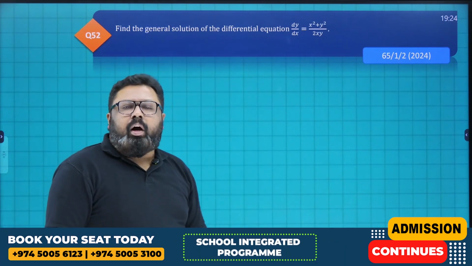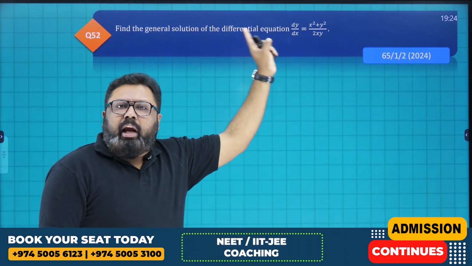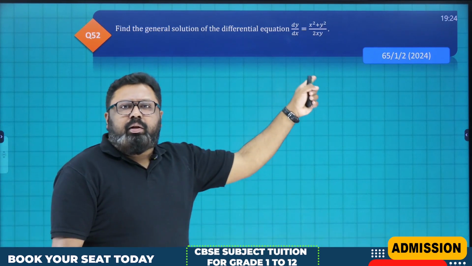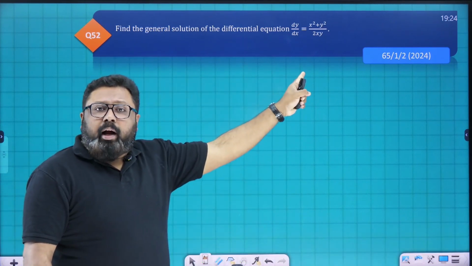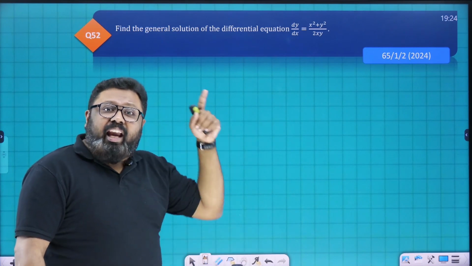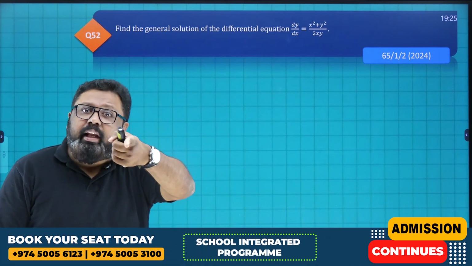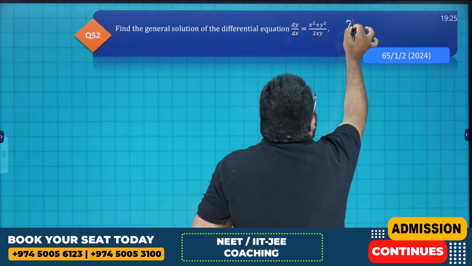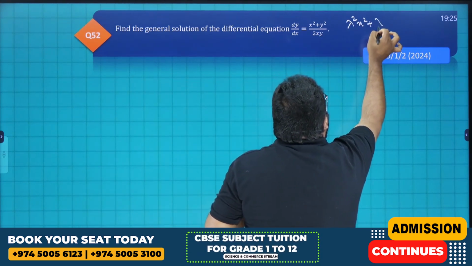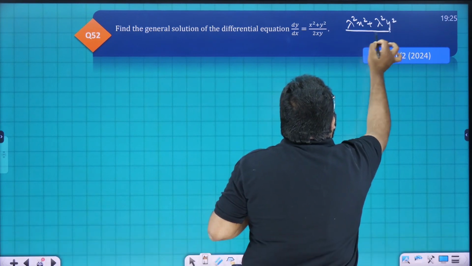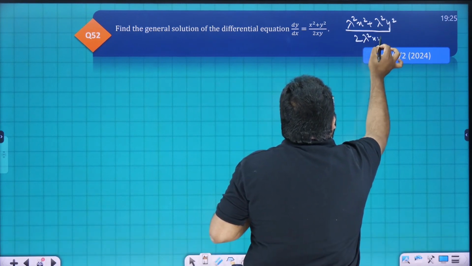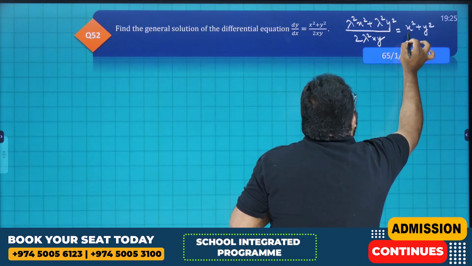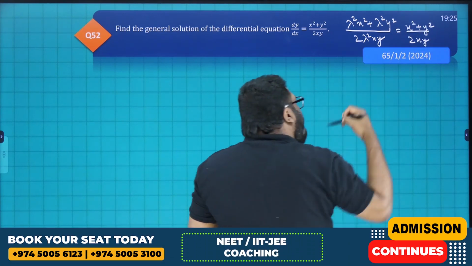Find the general solution of this. We have seen the same question in 2023. I put it back here again so that you will understand that it's not the same question, it's the same type of question. Do you see that if I put lambda here, it becomes lambda squared x squared plus lambda squared y squared by 2 lambda squared xy. Lambda squared cancels off.